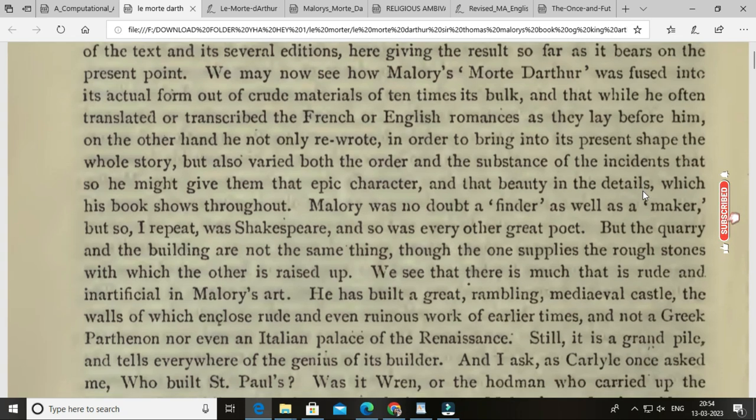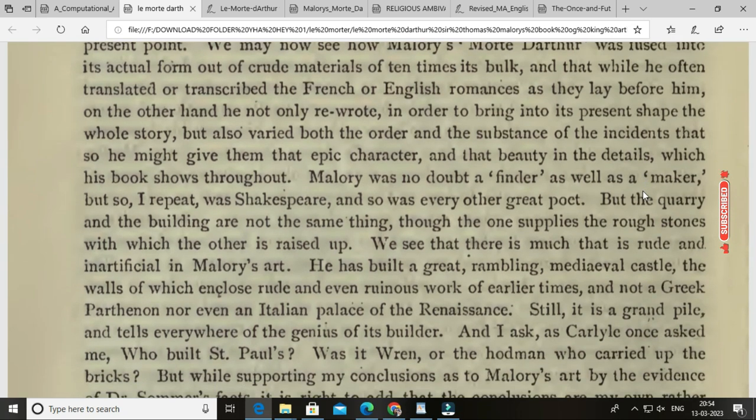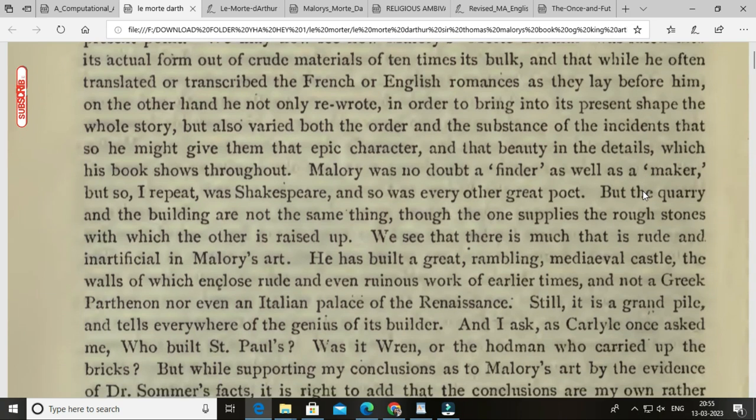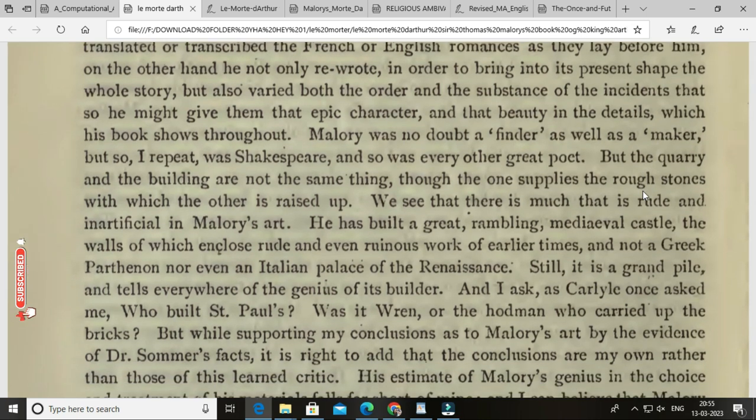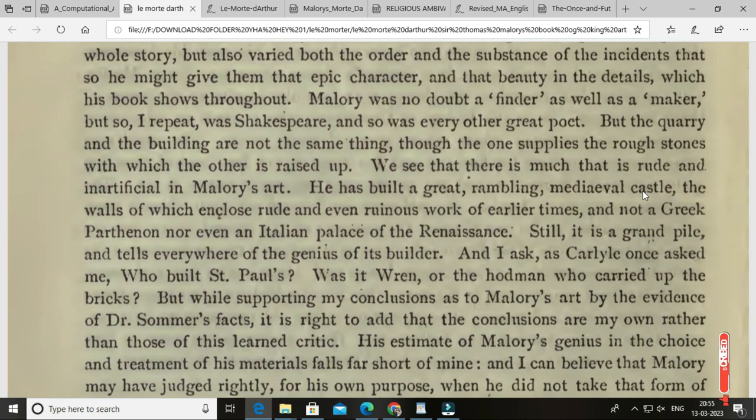On the other hand, he not only rewrote in order to bring out in the present shape the whole story, but also varies both order and substance of the incidents that might give them epic character and beauty in the details which his book shows throughout. Malory was no doubt a finder as well as a maker, but so, I repeat, was Shakespeare, and so was every other great poet. But quarry and building are not the same thing, though one supplies stones with which the other is raised. We see that there is much that is rude and artificial in Malory's art.